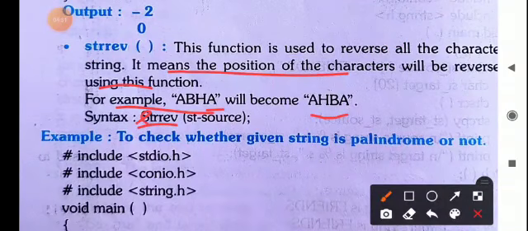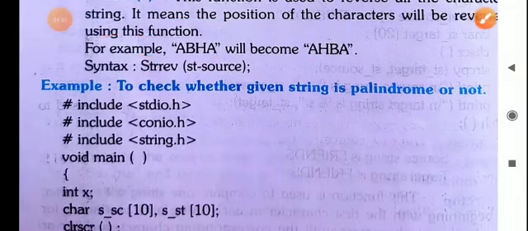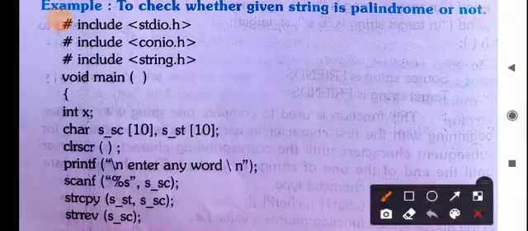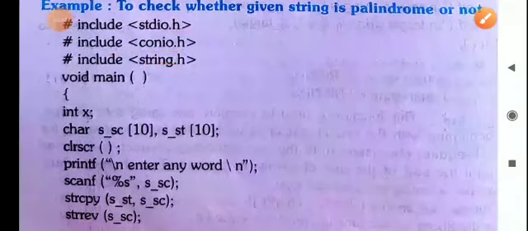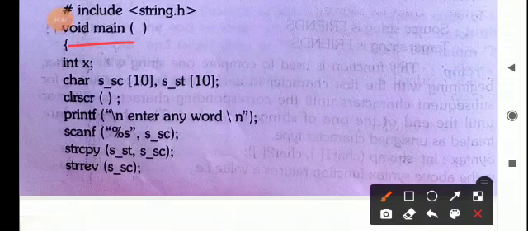The syntax is strrev. The s should be written in small letters, and in brackets you have to write the string which you want to reverse. Again you can see stdio.h and conio.h are there, and string.h for using string functions. Then void main, as I told you before, then int x is there.